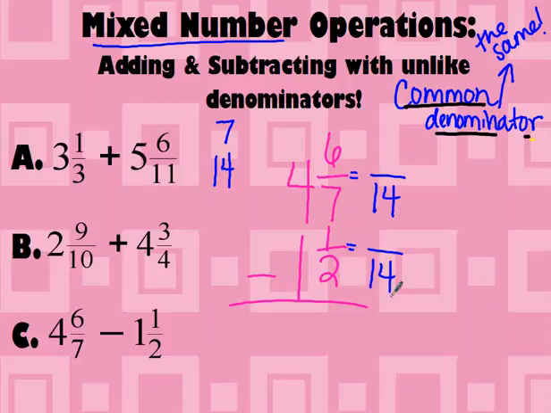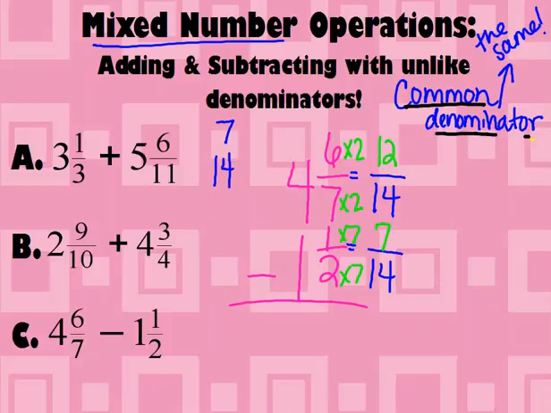Again, we're asking ourselves the question, how do we get from 7 to 14? Well, 7 times 2 gave me 14, and whatever I do to the bottom, I do to the top. So 6 times 2 is 12. Okay, 2 times what gave me 14? 2 times 7 gave me 14. Whatever I do to the bottom, I do to the top. So 1 times 7 is 7.